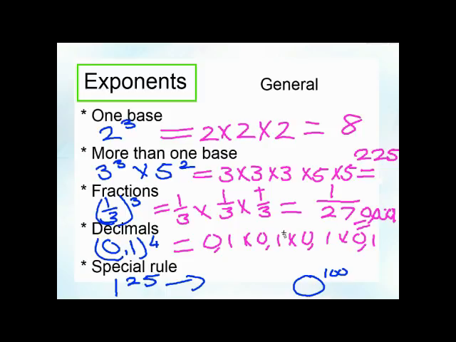Okay, and then the last part is we just have a special rule. If you use the number 1 by the exponent of anything, that can be 25, that can be 100, that can be a million. So 1 to the power of anything is still going to stay 1, and 0 also to the power of anything is going to stay 0.